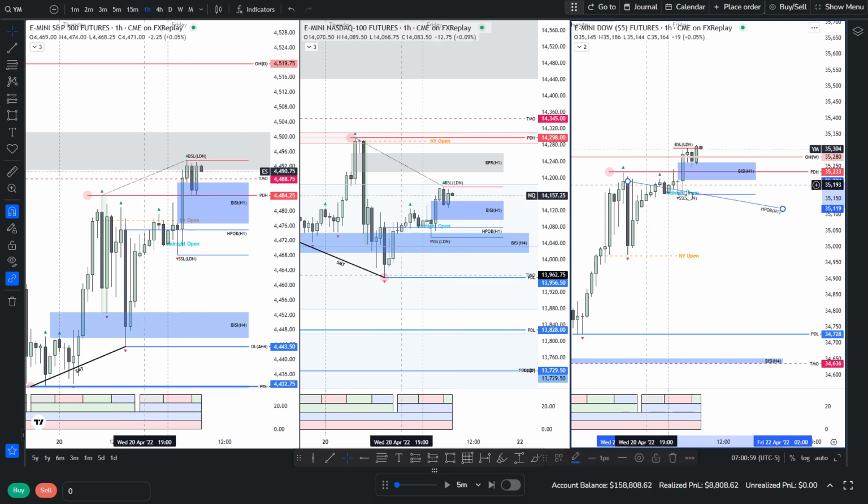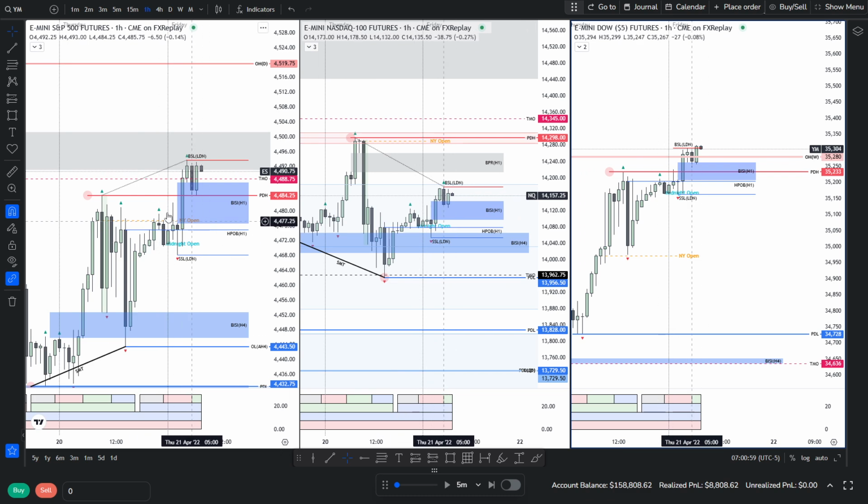Now, I just want to know if we've got any propulsion blocks, which technically we have. These two down close candles here, we wouldn't want to see them be violated. To be fair, I'm not favouring the third model, because look at this overlapping BISI and where we are in close proximity. It would be inside the high probability order block. It's an interesting one, but we're going to keep it on there. It's not by any means my favourite model.